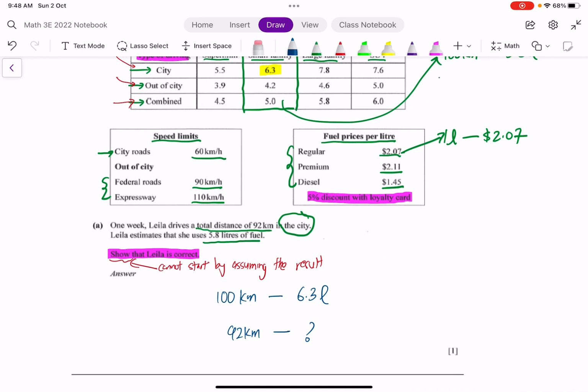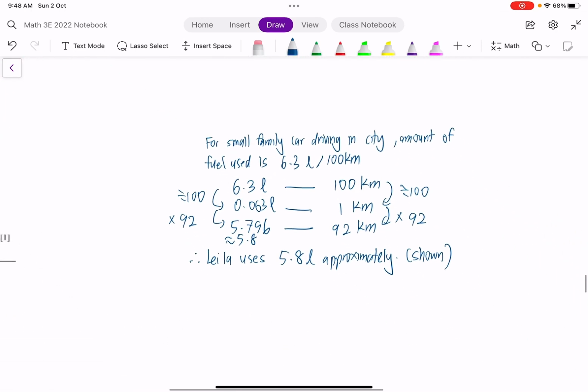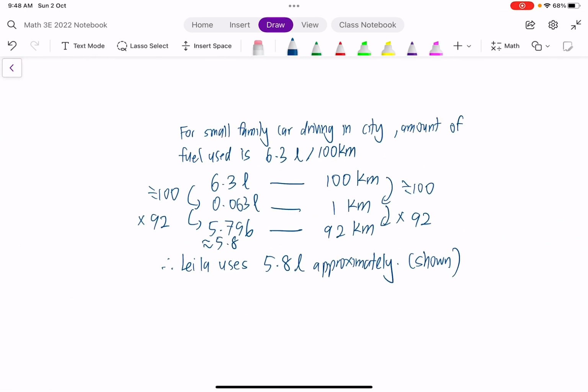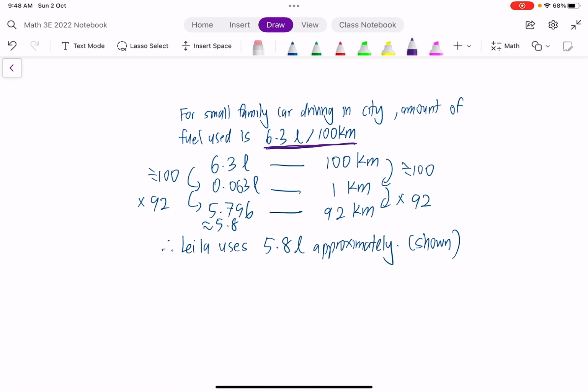For many of you, actually you managed to do something like this. So I'll just show you the solution. For a small family car, the amount of fuel is 6.3 liters per 100 kilometers. I need to know that you are selecting the correct information. So 6.3 liters for 100 kilometers. If you go and work it out, how do you get 92 kilometers? It's not easy to get 92 kilometers from 100 kilometers.